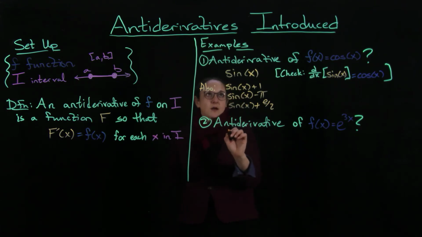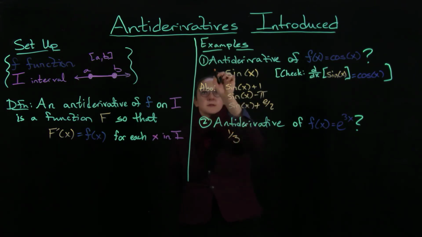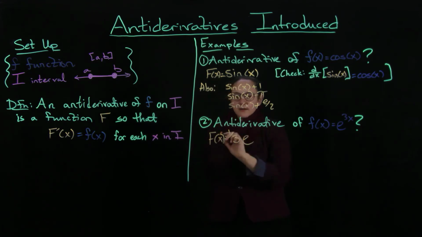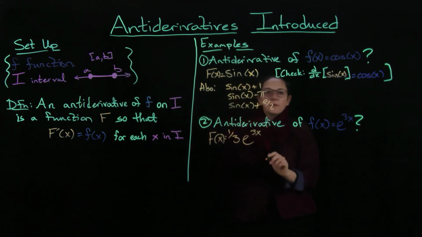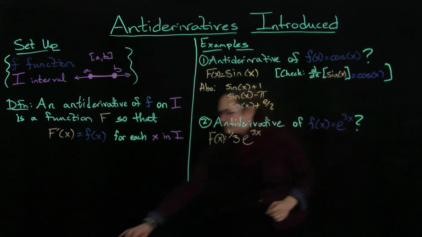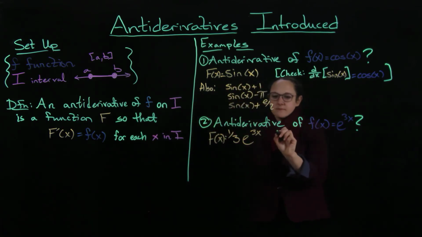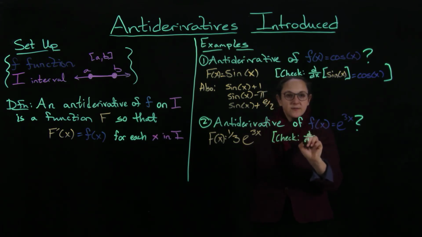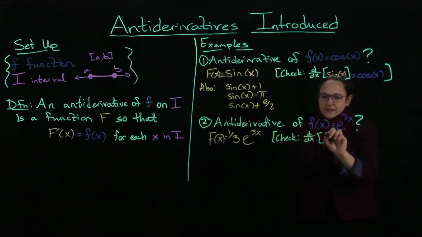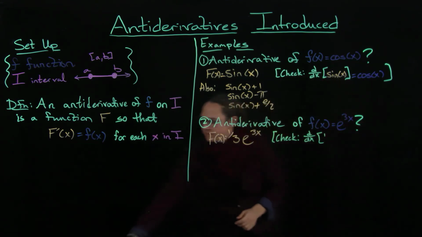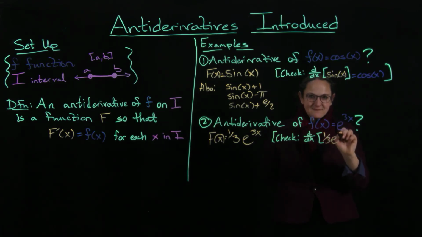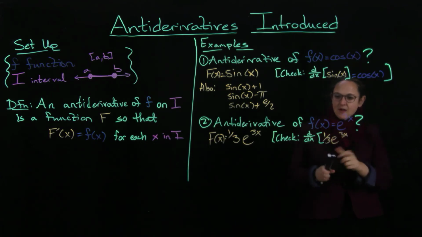So we get 1/3. Let's be notationally consistent that this is our big F, equals 1/3 e to the 3x. And then we want to go ahead and check that. So if I take the derivative with respect to x of 1/3 e to the 3x, well, what do I get?